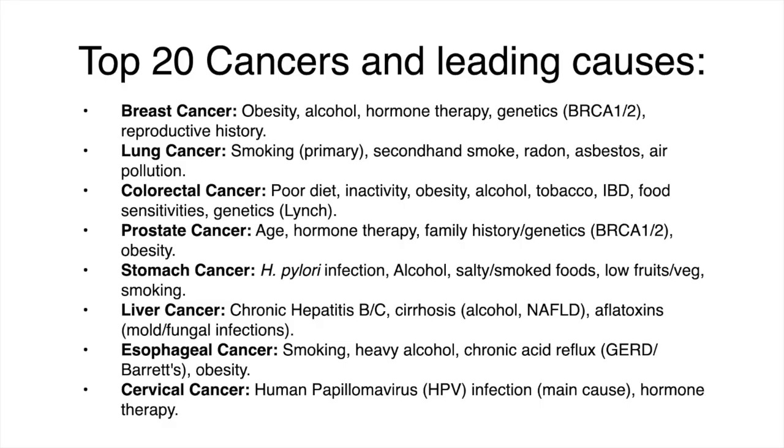The last one is reproductive history. It's backwards from what you think on breast cancer. People who have never had a kid and have never breastfed are more likely to get breast cancer than people who've had kids and breastfed. So it's opposite there. And that has to do with hormones and that too.